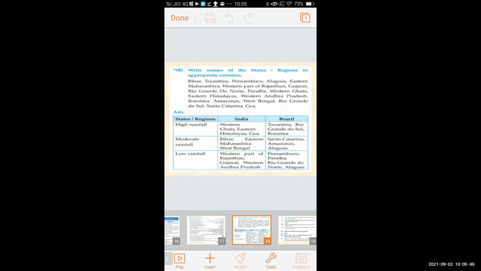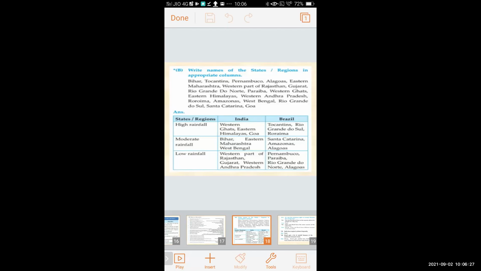Moderate rainfall means not very high, also not very low. It is medium. So moderate rainfall in India is Bihar, Eastern Maharashtra, and West Bengal, and in Brazil, Santa Catarina, Amazonas, and Algarve.